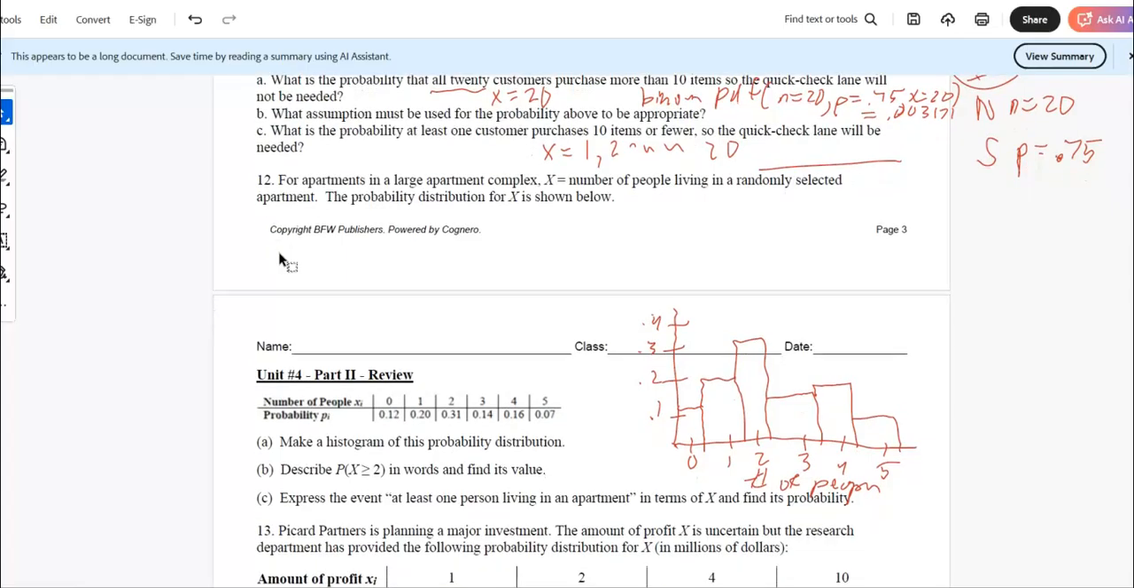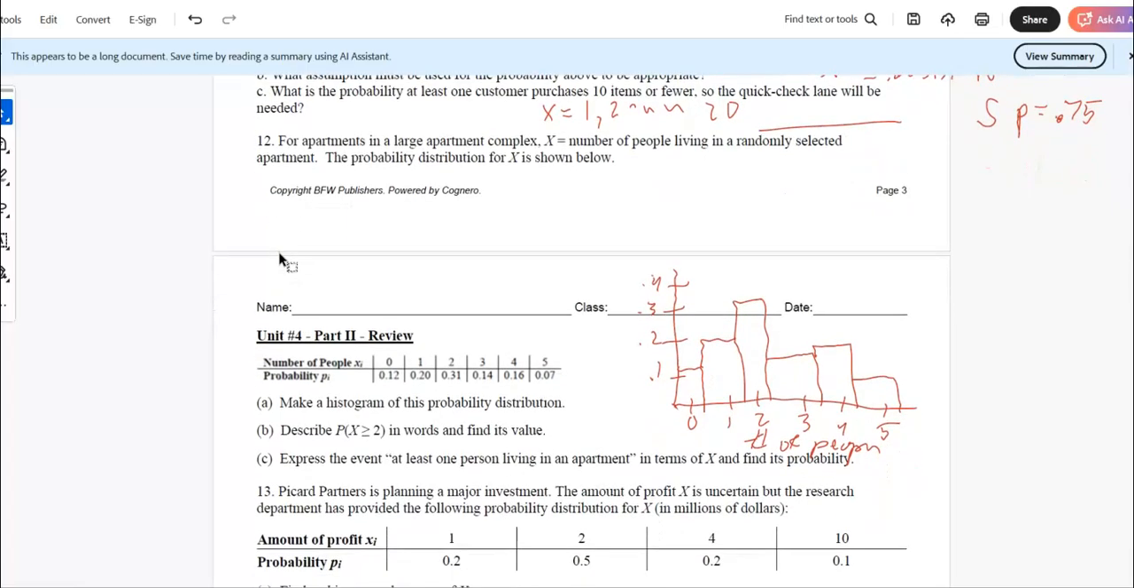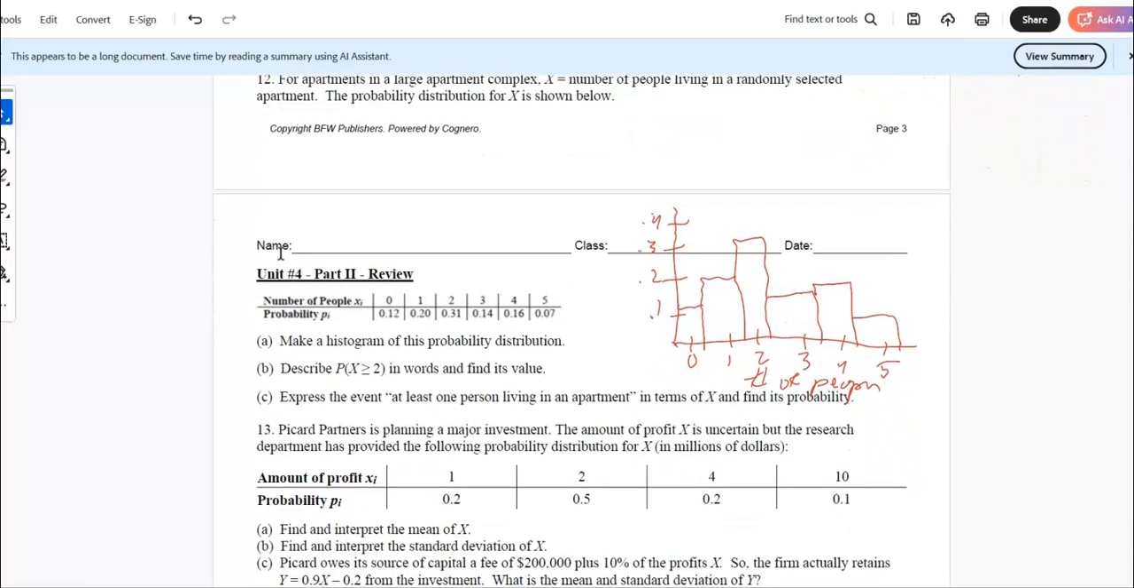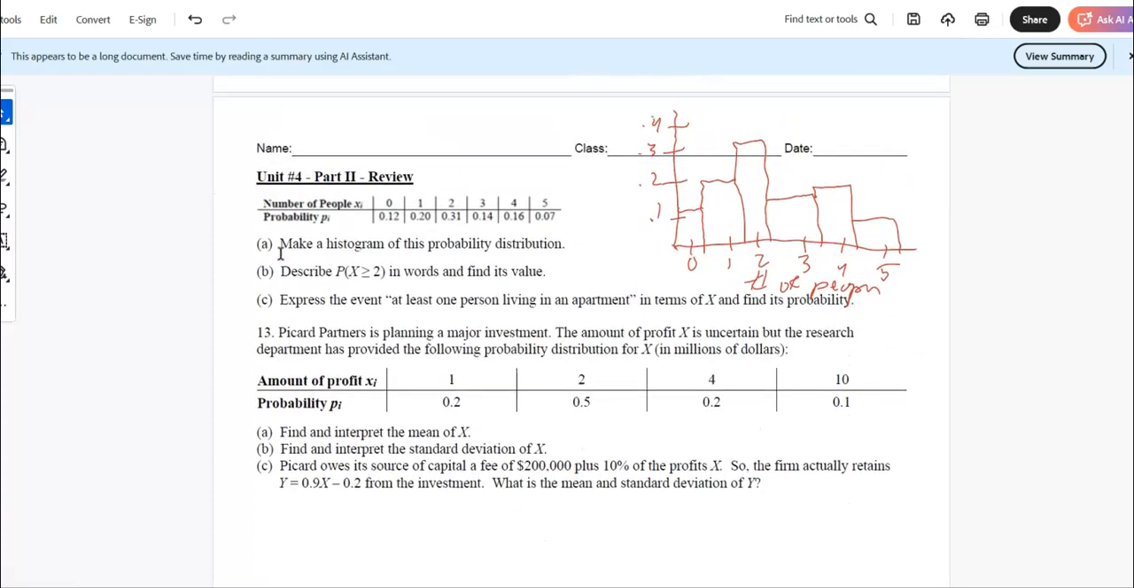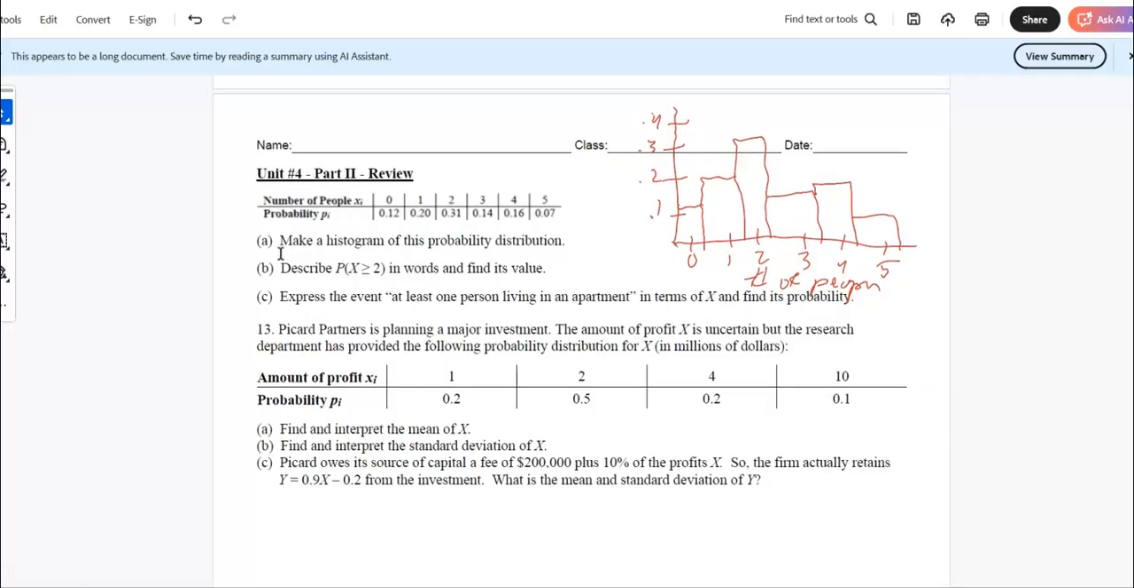So remember this. X is the number of people living in the selected apartment. So the probability that there are 2 or more people living in the apartments in this New York area. And find its value. So you're going to add up 2 or more, or add those up and subtract from 1. So those add up to 0.32, so it would be 0.68.